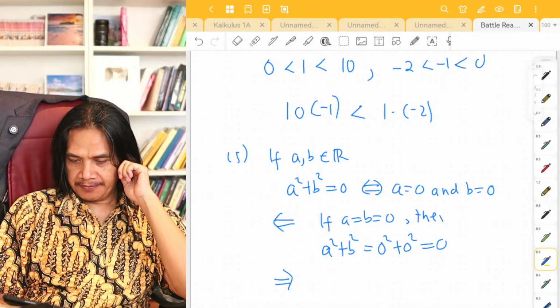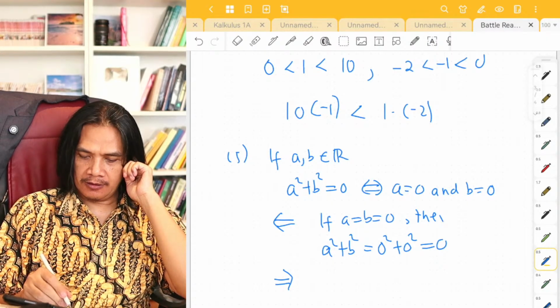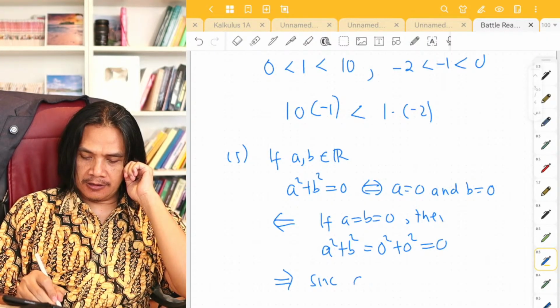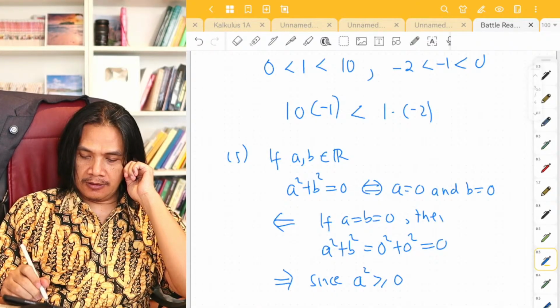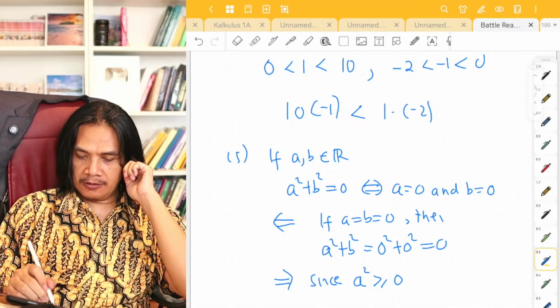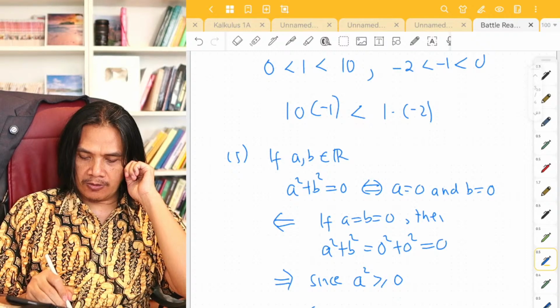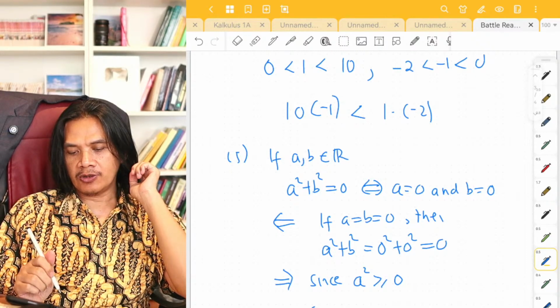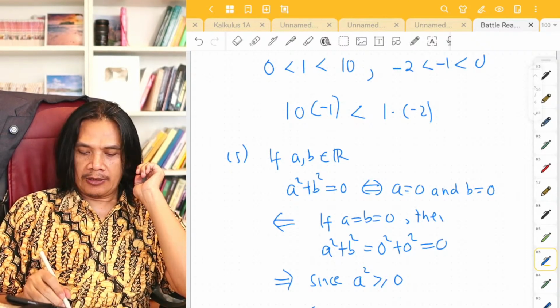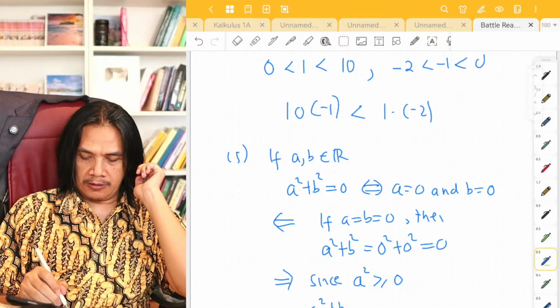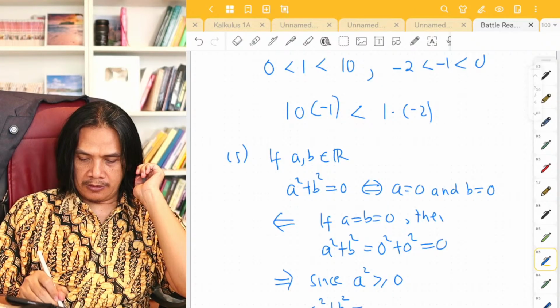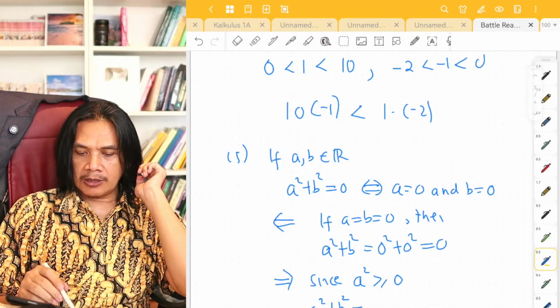For the other direction, a number squared is always non-negative, since A squared and B squared are both non-negative, so A squared plus B squared must be... But we start with this already.